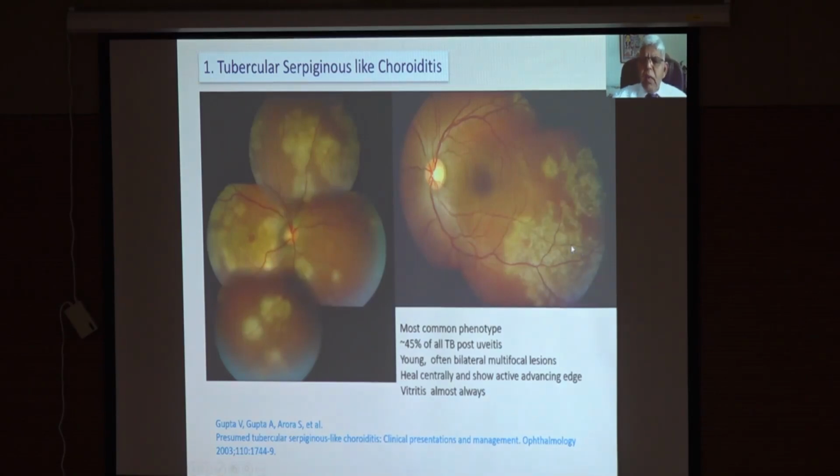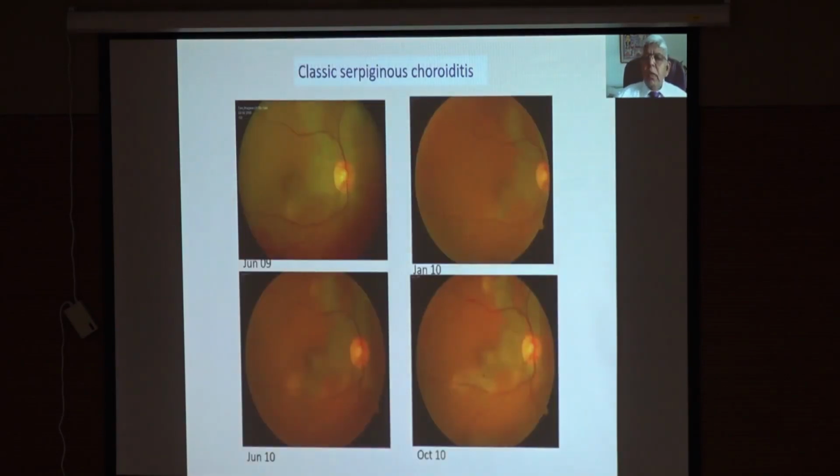These lesions heal centrally and are active at the edges, so they spread centrifugally. These are almost always accompanied by vitritis. This is to differentiate from what people believed earlier was the classic serpiginous choroiditis, which was supposed to be an extremely rare condition seen in a rather elderly population, unlike the TB serpiginous-like choroiditis seen in young people. Those lesions started in the juxtapapillary area and had finger-like projections, which became active at the tips and kept on progressing.